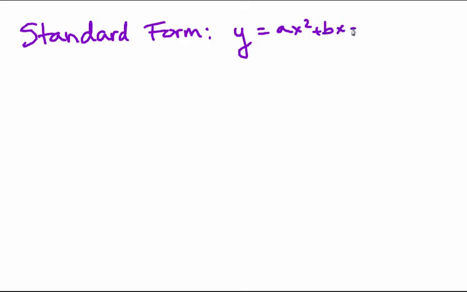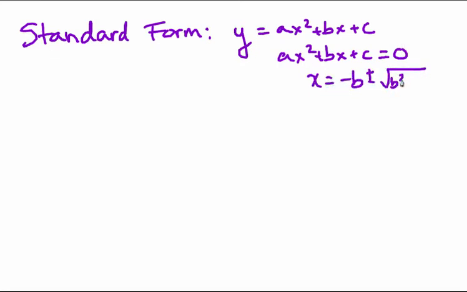You're probably used to seeing equations in standard form, which is y equals ax squared plus bx plus c. This format is standard because everything's been multiplied out. There's no more like terms that we can simplify or combine. And if we were trying to solve something like ax squared plus bx plus c equals 0, then we can use the quadratic formula, negative b plus or minus the square root of b squared minus 4ac, all over 2a.